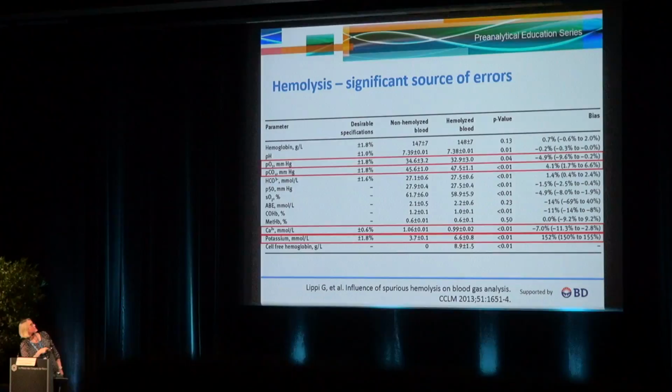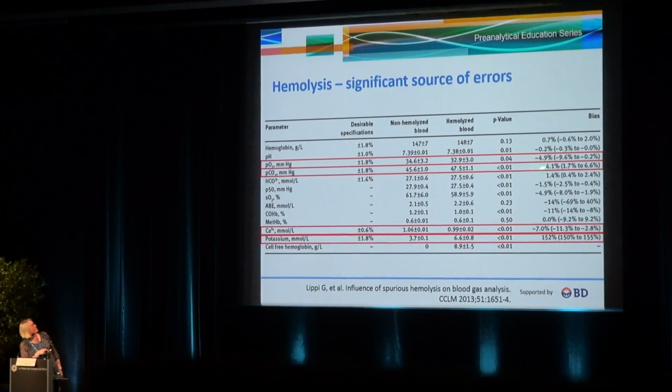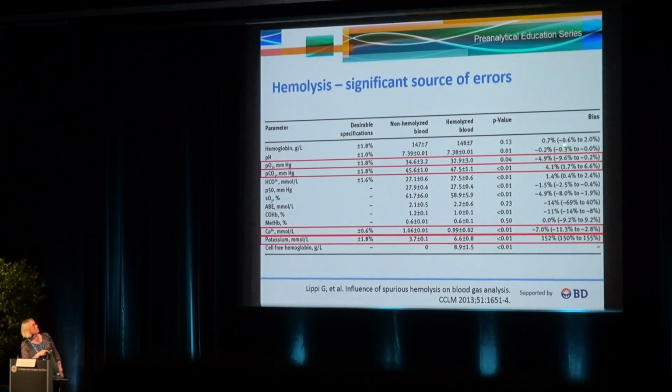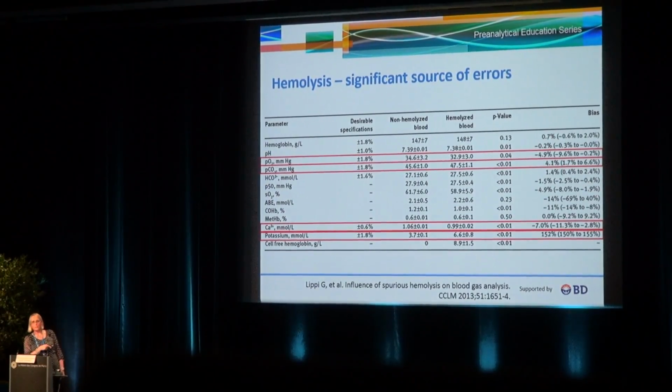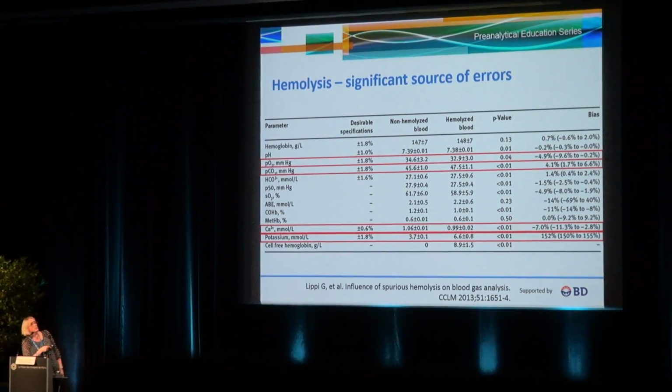I don't know if you can read this table, but I can, and I will tell you that hemolysis can be a cause of significant bias for oxygen and carbon dioxide, and this bias is 4.9, so almost 5%. And I'd like to remind you that in the beginning of my talk, I did say that we are willing to allow only 1 to 2% bias.